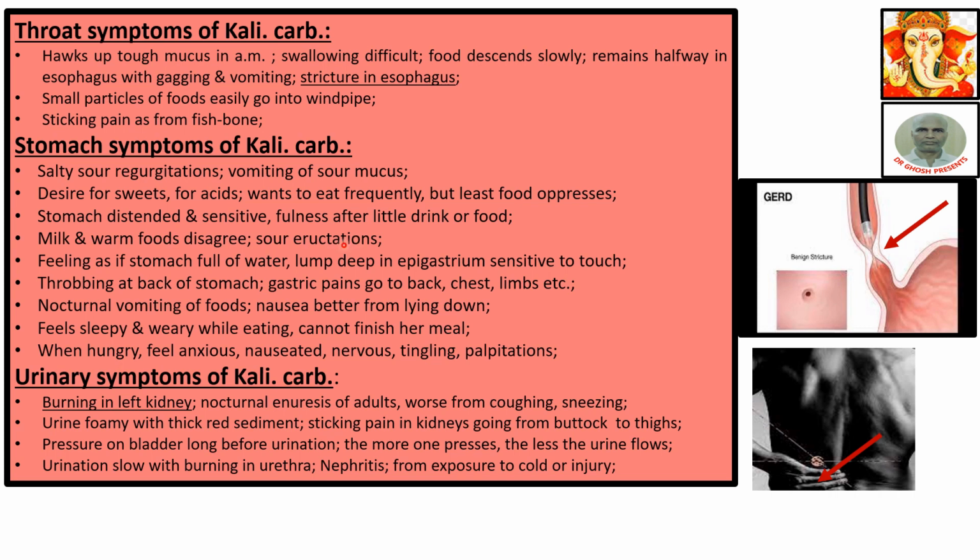Sour irritations. Feeling as if stomach full of water. Lump deep in epigastrium, sensitive to touch. This is also a feeling, lump feeling in the epigastrium. Throbbing at back of the stomach, gastric pain goes to back, chest, limbs. Nocturnal vomiting of food. Nocturnal means nightly.